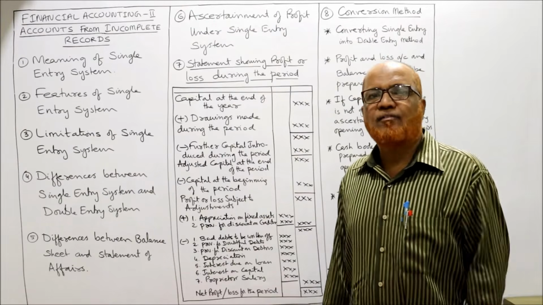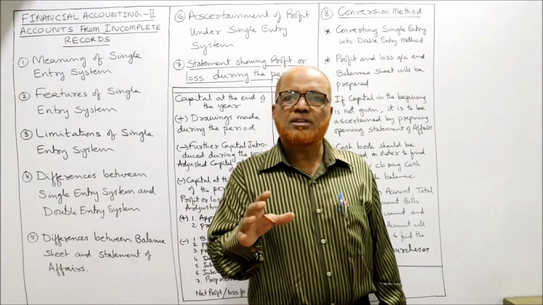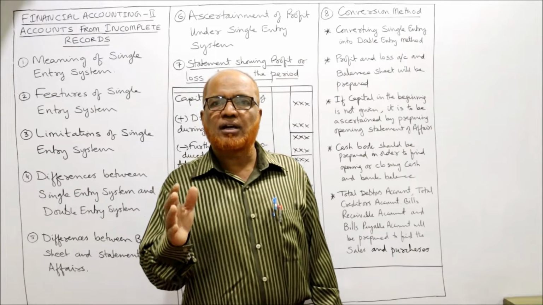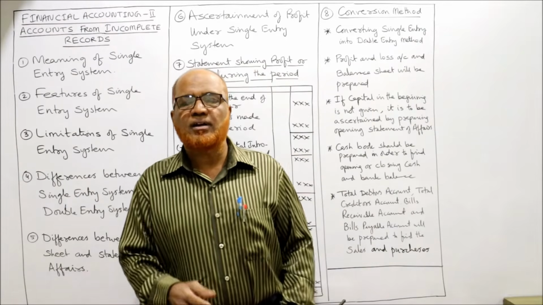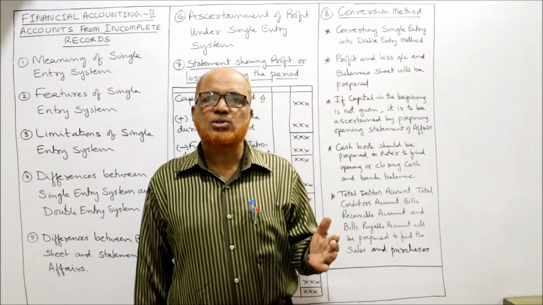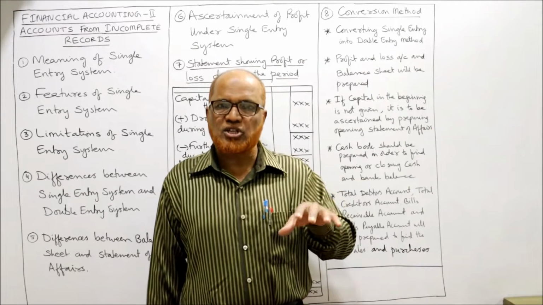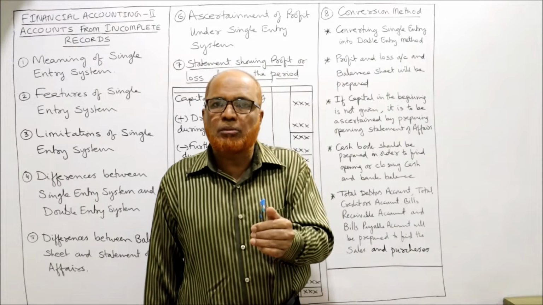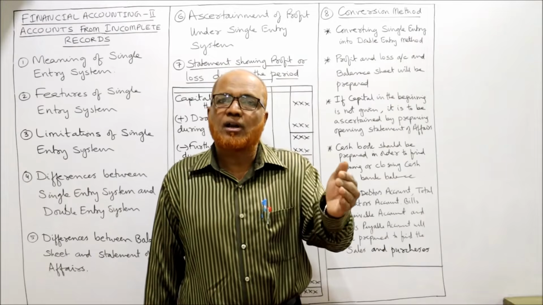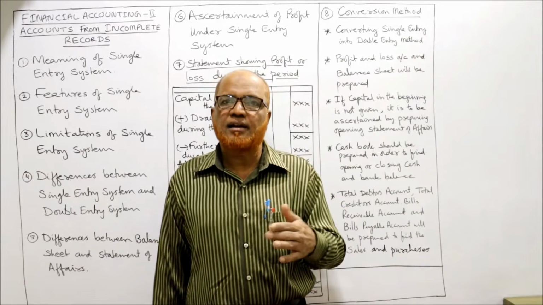The second method of finding out the profit is conversion method. Conversion method means we are going to convert the single entry into double entry system. So how to convert it? We will make few accounts and we'll gather some information. Organization में से कुछ information gather करेंगे और कुछ accounts बनाएंगे ताकि हमको वो information मिल जाए जिससे हम profit and loss account और balance sheet बना सकें. So we are converting the single entry into double entry.